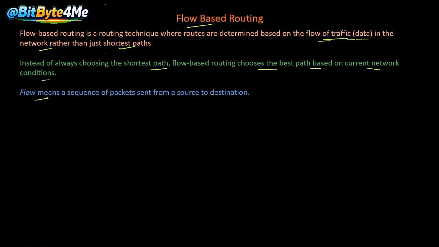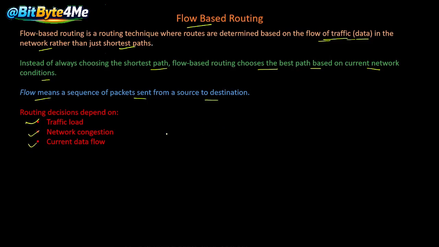And flow means a sequence of packets sent from the source to destination. That is called a flow. And the routing decision depends upon these things: traffic load, number one, network congestion, and current data flow. So these three things are taken into account.